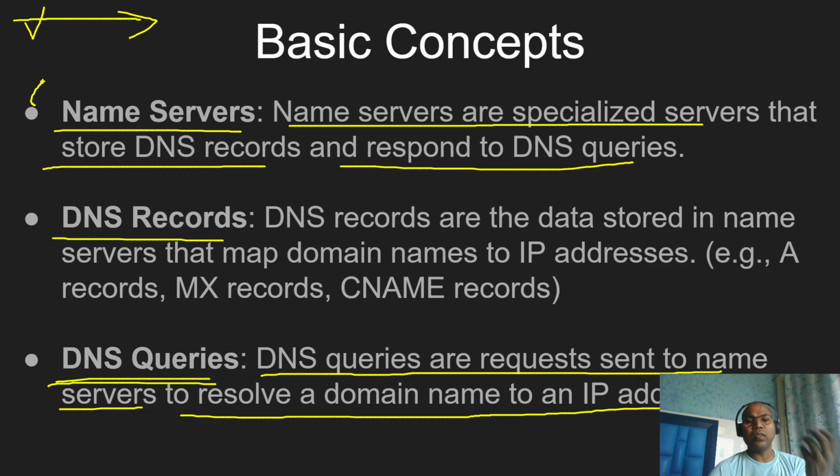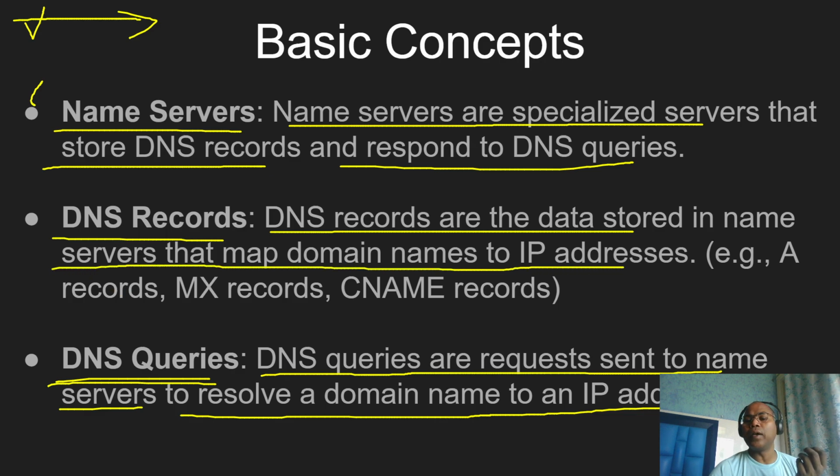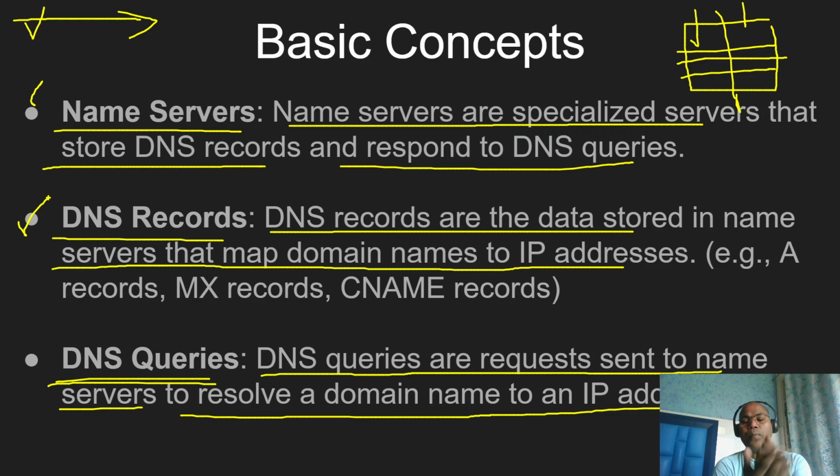Hey, name server, this is a customer who wants to give a request. Hey, this is the IP address, or what would be the IP address for the given domain name. So the domain server and domain record is the data stored in the name server that maps to the IP address. Whatever the name servers store, all this information, what is the domain name and the corresponding IP address. So this is a DNS record. A DNS record contains your IP address and maps it with your domain name.